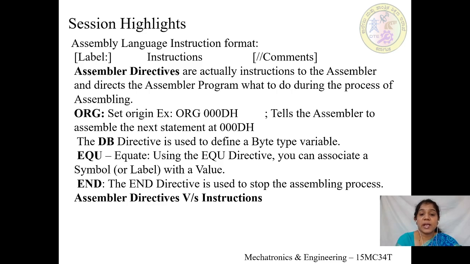Next is assembler directives. Assembler directives are instructions to the assembler and direct the assembler program what to do during the process of assembly. We have discussed a few assembler directives. One is origin, which sets the origin. It tells the assembler to assemble at a particular memory location. Next is define byte, which defines a byte type of variable. Equate: for every occurrence of the label, it will be replaced with a value. Next, end. The end directive is used to stop the assembling process. And we have also discussed the differences between assembler directives and instructions.